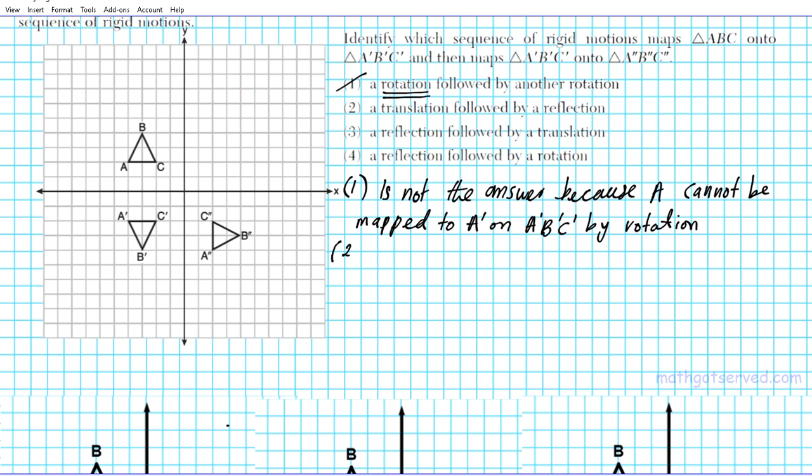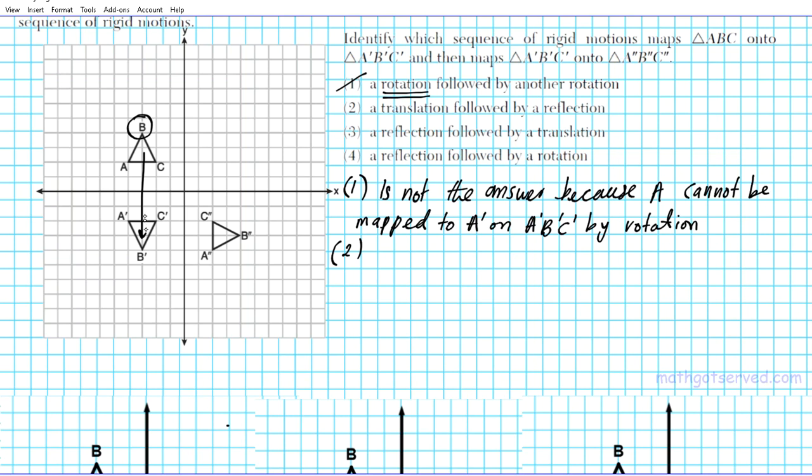Number 2, a translation followed by a reflection. Can we get triangle A prime, B prime, C prime by translating triangle ABC? That's the question. The answer is absolutely no. If you translate triangle ABC, B will always remain above segment AC. So there is no way you can go from B to B prime by translation.